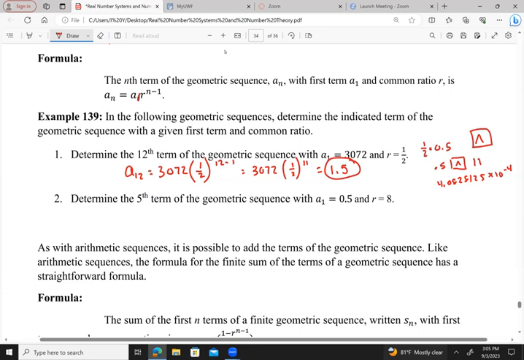Okay, so to determine the fifth term of the geometric sequence with a1 equal to 0.5 and r equal to 8. So a sub 5 is equal to 0.5 times 8 to the 5 minus 1, which is 0.5 times 8 to the fourth. Well, 8 to the fourth is 4,096, times 0.5 gives me 2,048.